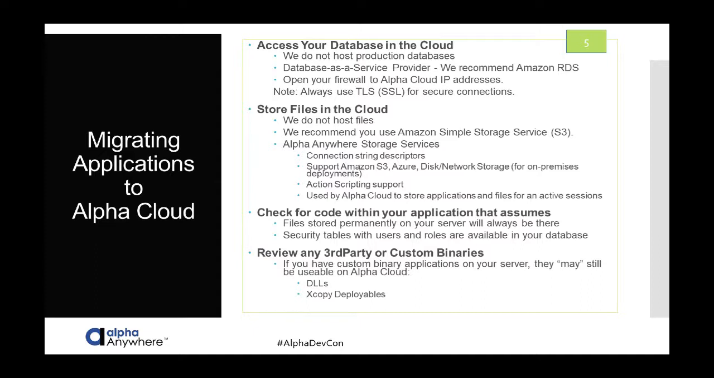We have an A5 storage object that is driven by connection strings, a lot like databases. We have support for Amazon S3, Azure, and you actually can set your connection string up to point to disk or network storage, so you don't have to write your application specifically for either case. There's action scripting support, and you should know that Alpha Cloud uses S3 to store applications and files for active sessions, so we're quite familiar with it.